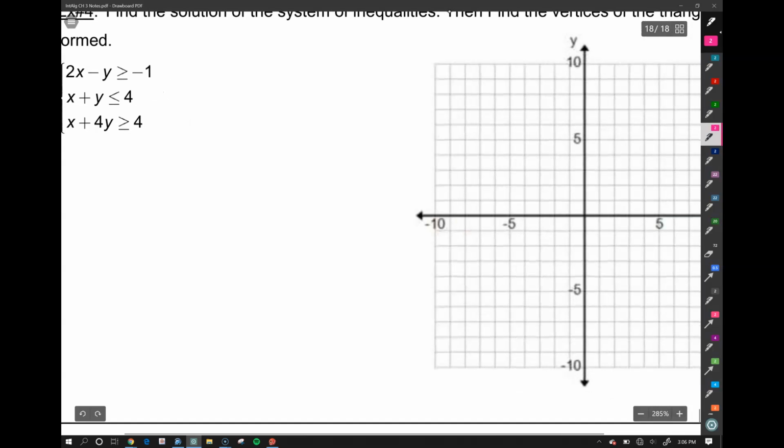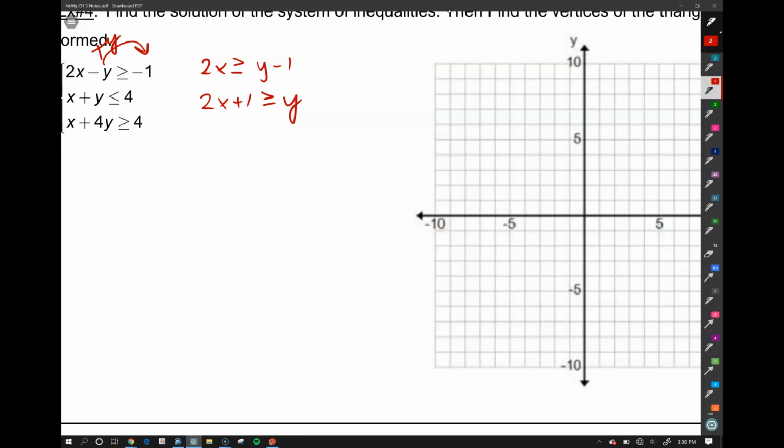The easiest way to graph it is having y equals mx plus b form, slope-intercept form. So I'm going to move the y to the other side. I'm going to add y on both sides. So I have 2x is greater than or equal to y minus 1, and add 1 to both sides. So I'm showing you how I put it in y equals mx plus b form. Now that I have this, I can go through and graph. We recognize our y-intercept is 1. Put a dot at 1. Our slope is 2, so rise 2 over 1.